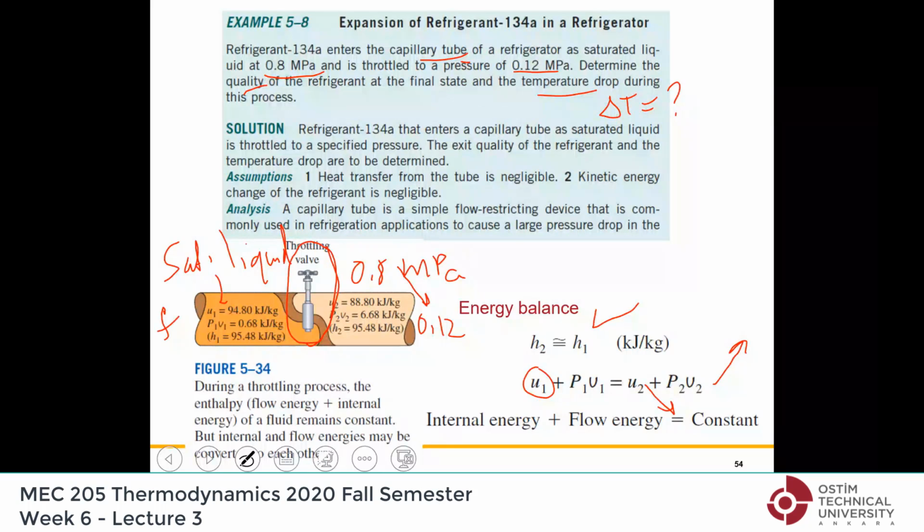If you look at the numbers here, at the inlet, P1 V1 flow energy is 0.68. At the exit, P2 V2 is 6.68. That is a 6 kilojoule increase. And U1 initially is 94.8, and at the end, 88.8. So it is dropping by 6. Therefore, the decrease in internal energy is equal to the increase in flow energy, PV. Let's put a minus here, because as one increases, the other decreases. And all the values here are exactly the real properties of refrigerant 134A. So this is the story of a refrigerator, how it operates.